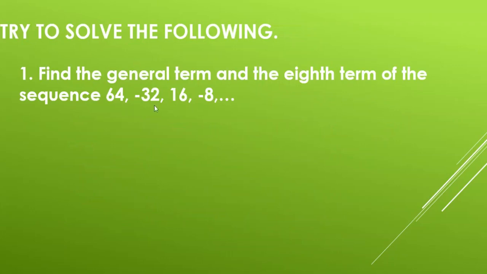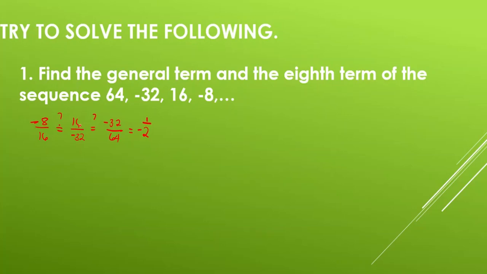Let's try to solve the following. Find the general term and the 8th term of the sequence 64, negative 32, 16, negative 8, and so on. So let's try to see what type of sequence this is. Is this a geometric sequence? So you have negative 8 divided by 16. Is it equal to 16 over negative 32? Is it equal to negative 32 over 64? Why do we do that? Because we need to see if there is a common ratio. So for this one, negative 8 divided by 16 is negative 1/2.